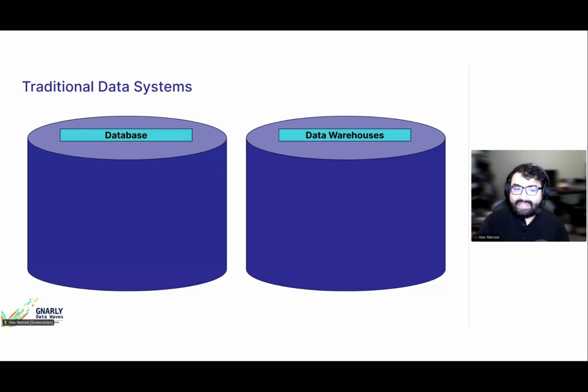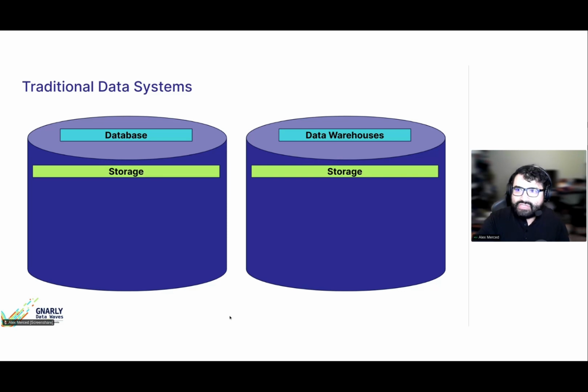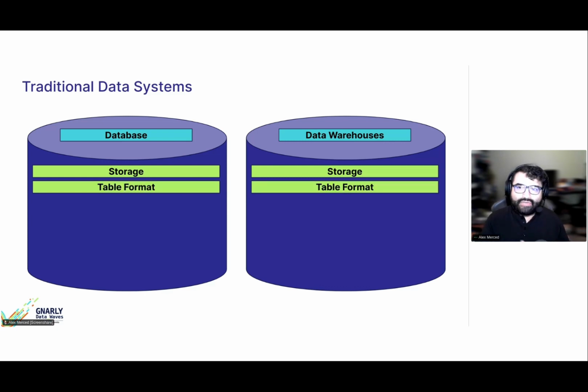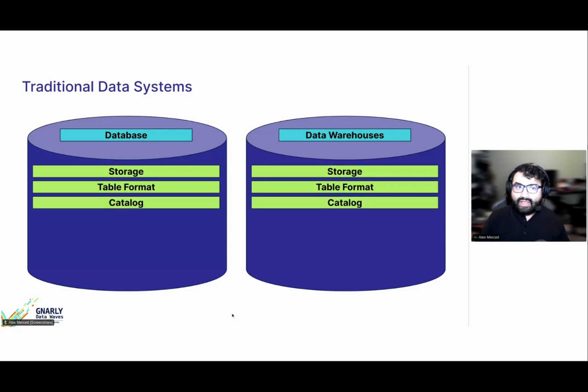The layers that allowed this box to just work would be a storage layer: how do we store the data in that database or data warehouse? A table format: how do we recognize the different chunks of data in storage as different tables? A catalog: how do we recognize how many different tables there are throughout our storage? How do I recognize an individual table? How do I recognize all the tables?